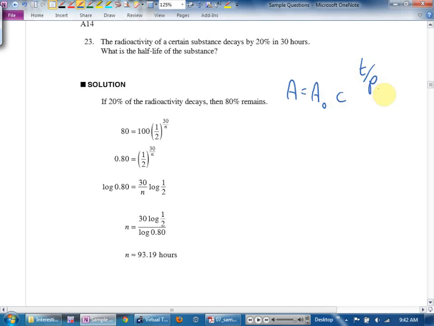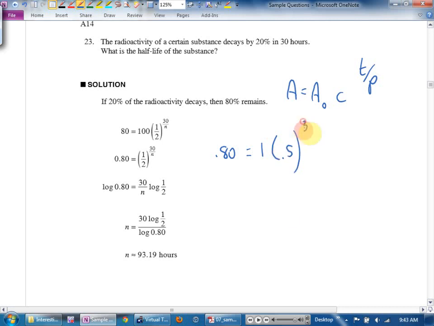Final amount, well, it decays by 20%. So if you lose 20%, how much is left? Final amount is 80%. Initial amount is 100%, which is just 1 as a decimal. Ooh, I like that. When it's a half-life question, what's your growth rate? Always a half, to the 30 over p. That's the equation you're going to solve.